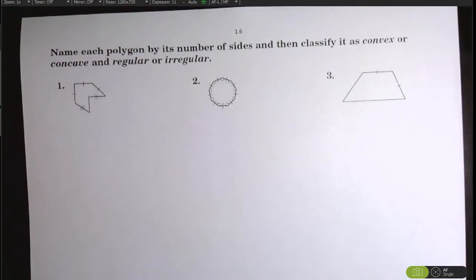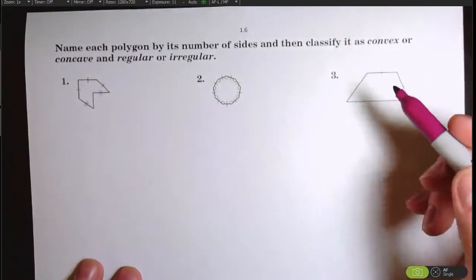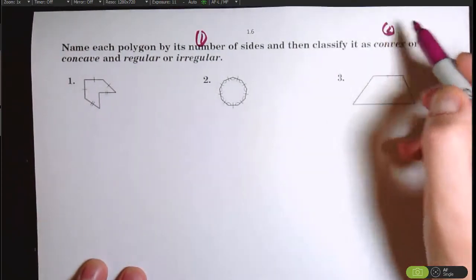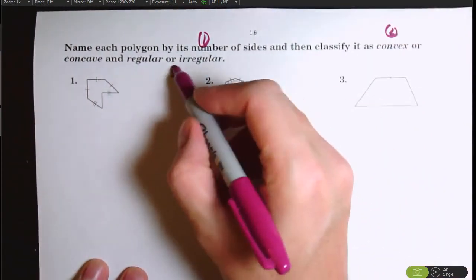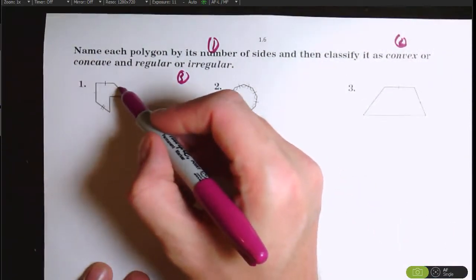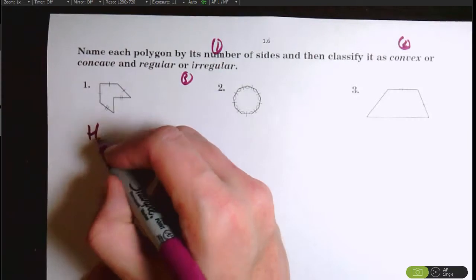Anyway, name each polygon by the number of sides. So that's the first thing to do. Classified as convex or concave. That's the second thing to do. And regular or irregular. Now, number of sides, we have 1, 2, 3, 4, 5, 6 sides. So that has a hexagon.